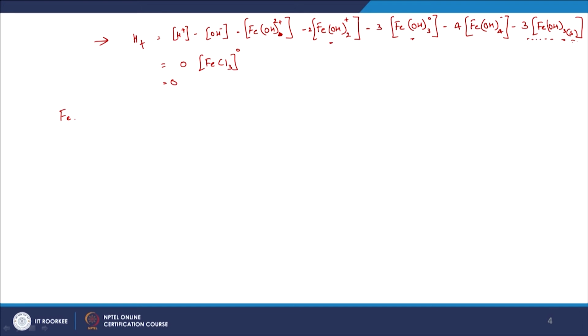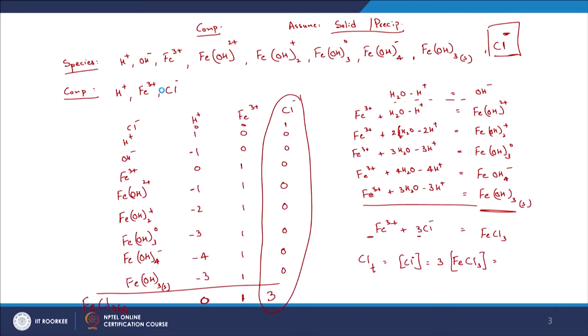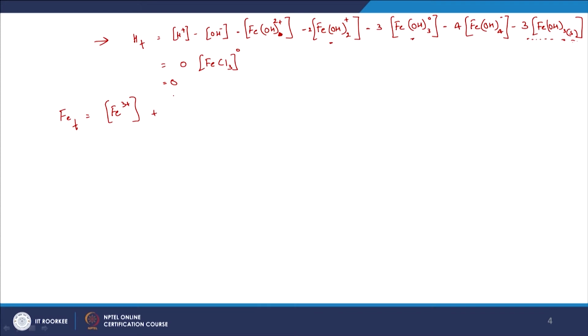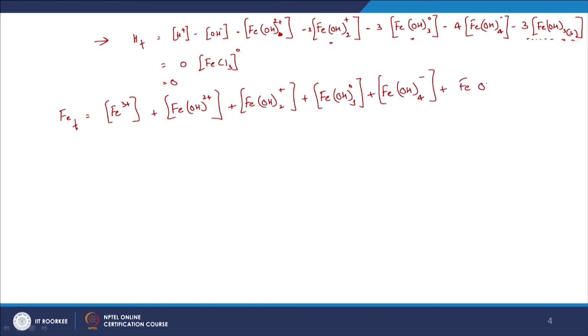And now Fe total is going to be equal to Fe3 plus concentration. Again, how are we writing this? I'm just balancing this particular set of terms, right? So Fe total is in the form of what now? Fe3 plus, Fe(OH)2 plus, Fe(OH) twice with the plus 1 charge, and so on. So this is nothing but the component balance here, right? So Fe3 plus, plus what else, please? Fe(OH)2 plus charge, plus Fe(OH) twice plus 1 charge, plus Fe(OH) thrice, no charge, plus Fe(OH)4 negative charge, and also the solid, right?